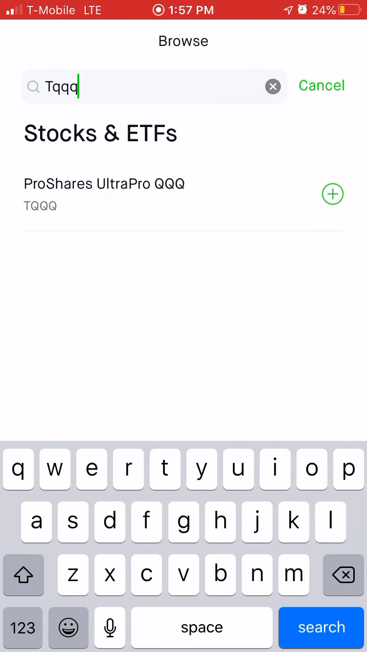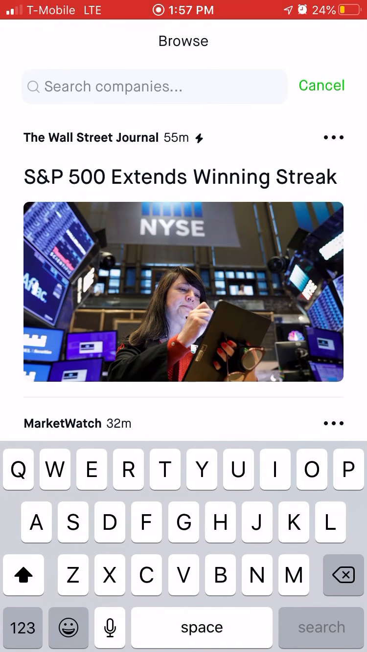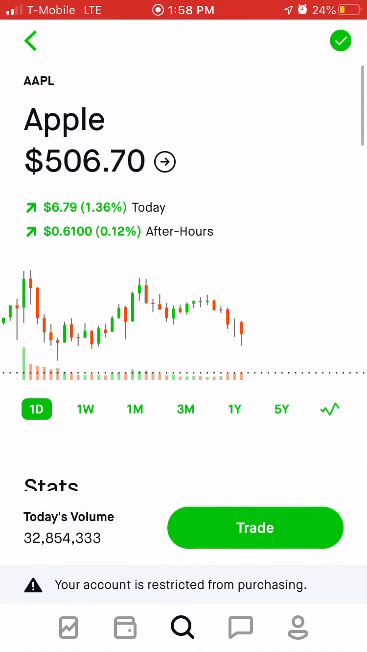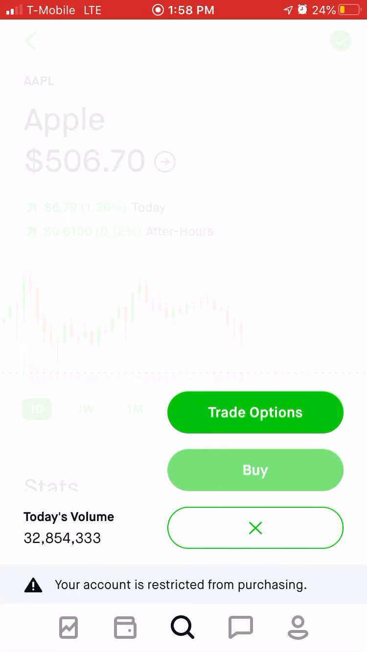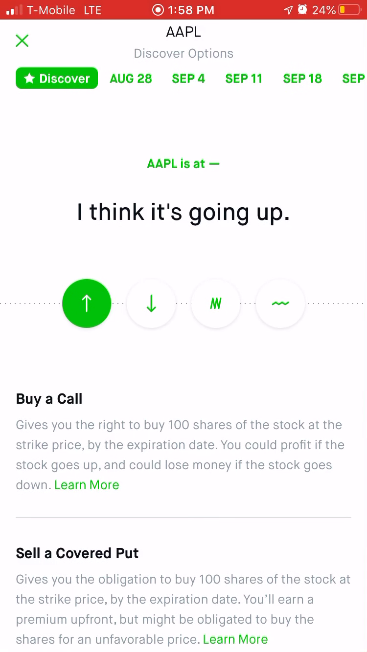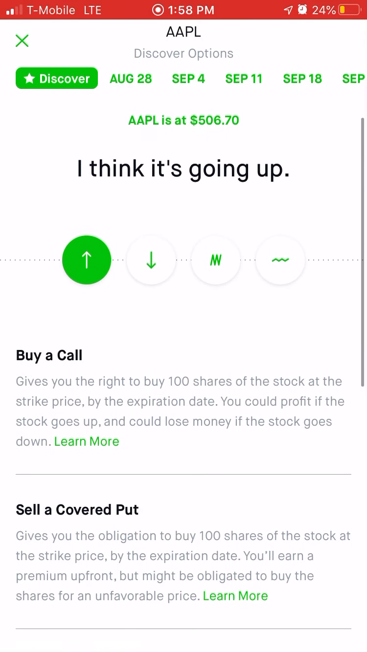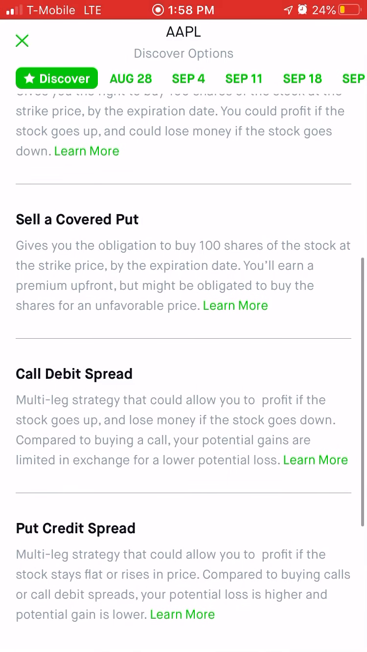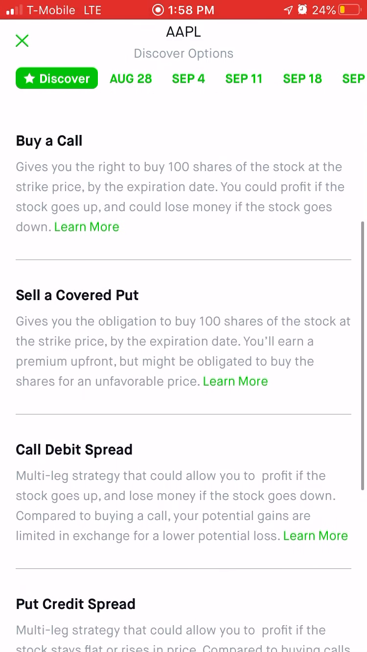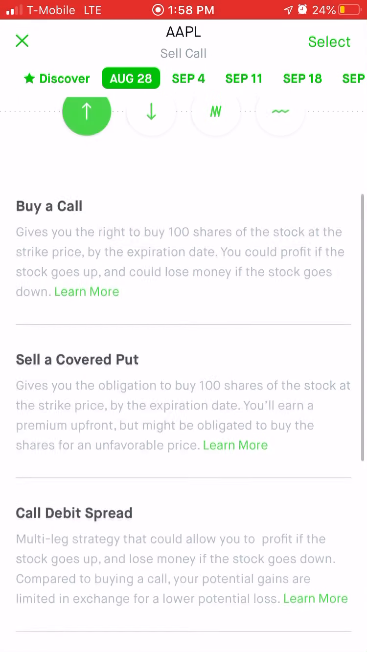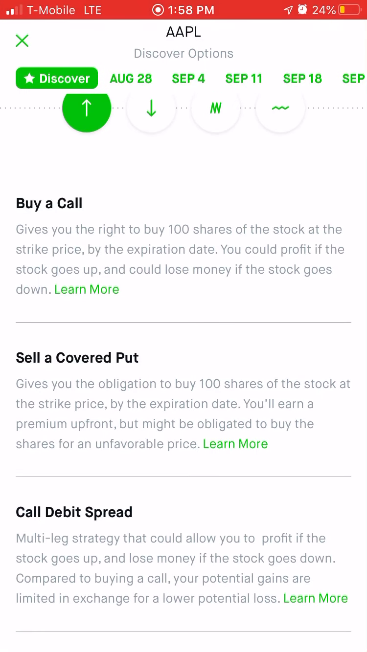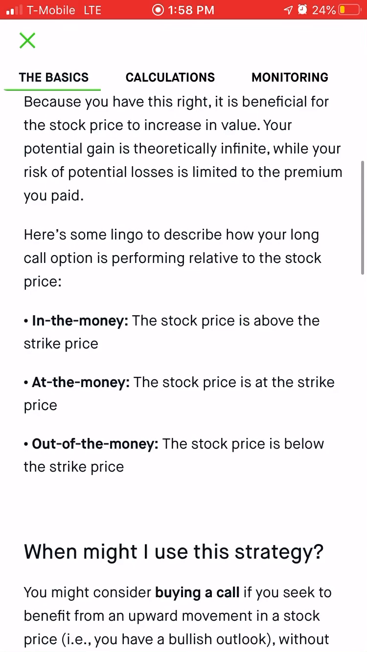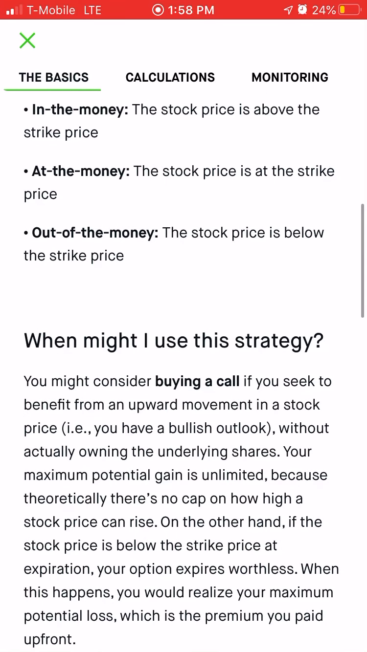Let's get on to the basics of options. So for example, let's go on Apple. On Apple, we have this thing called trading options. And this gives you a brief description of what a call, put, debit spread, and credit spread are. These are some of the basic things. You can just press learn more: what is buying a call, in the money, at the money, out of the money. But no one's going to read that, you know?